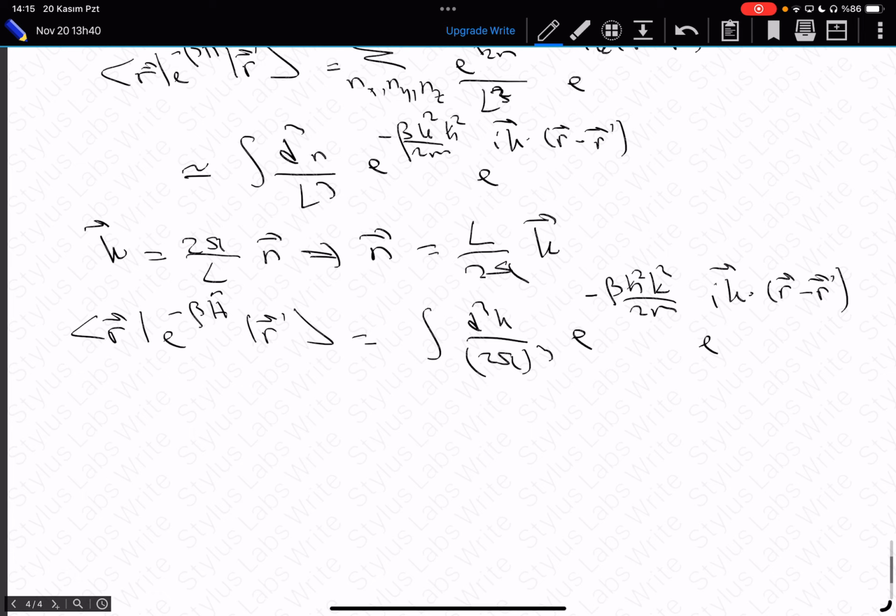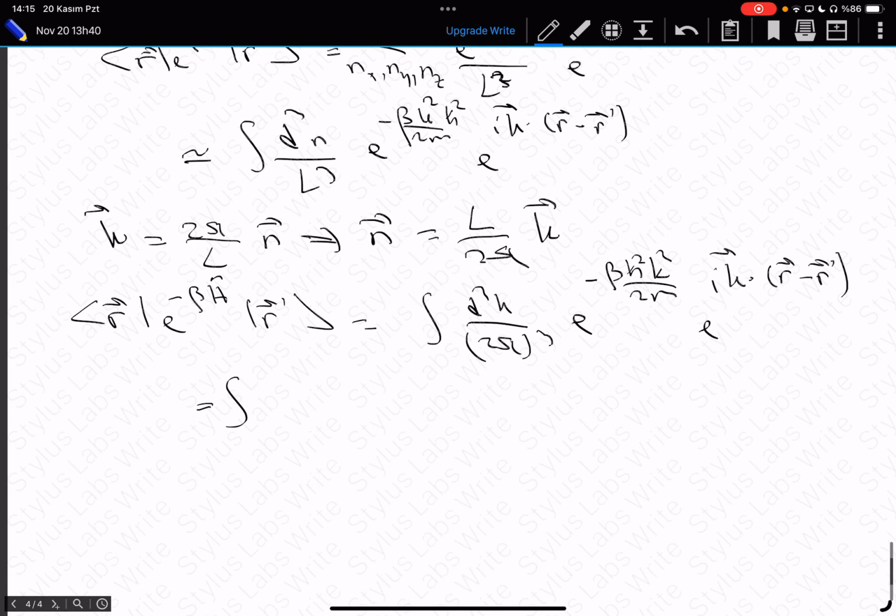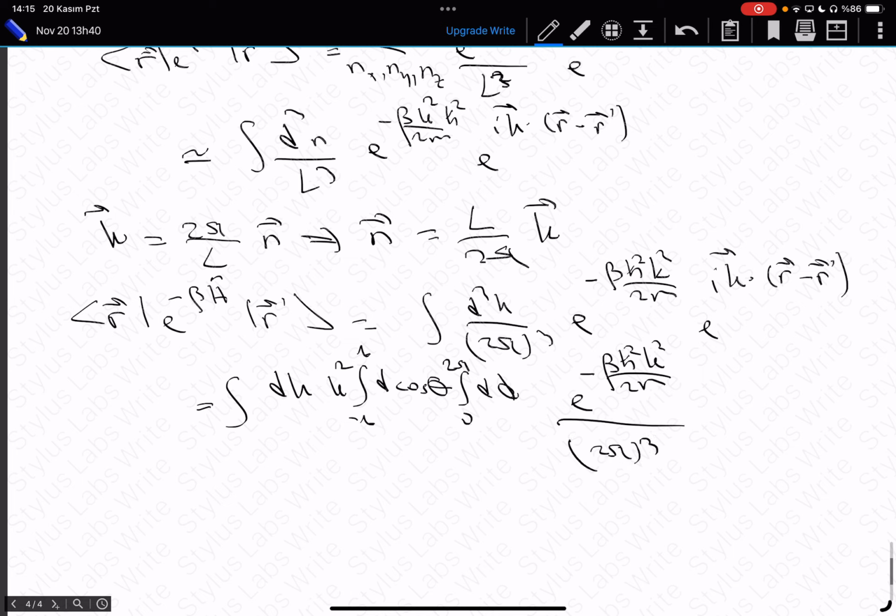Now let's evaluate that k integral. I will go to spherical coordinates: dk k squared d cosine theta d phi. Cosine theta goes from minus 1 to 1, phi goes from 0 to 2 pi, of e to the power minus beta h bar squared k squared over 2m divided by (2 pi) cubed times e to the power i k |r minus r prime| cosine theta. Now I chose my coordinates in k space such that kz points in the direction of r minus r prime. So theta is the angle that the k vector makes with r minus r prime, and phi is just how much it rotates around that axis.